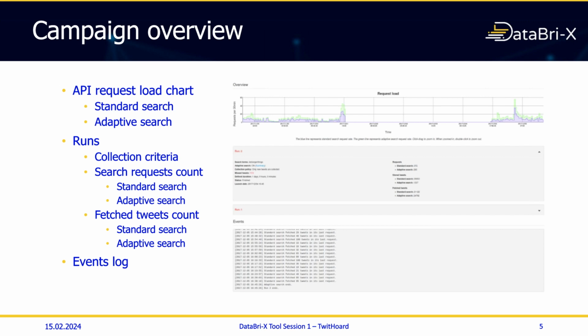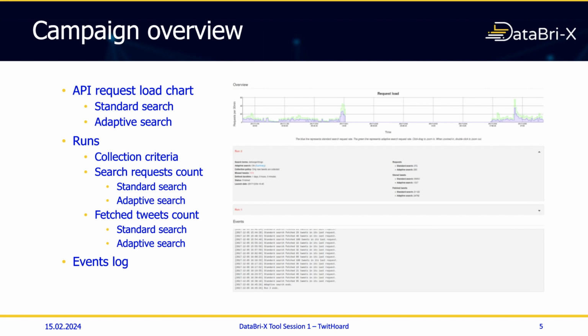This is the overview page of a campaign, where the user can see the load of the requests, how many requests happen, regarding both the standard search and the adaptive search, if the adaptive search is activated.